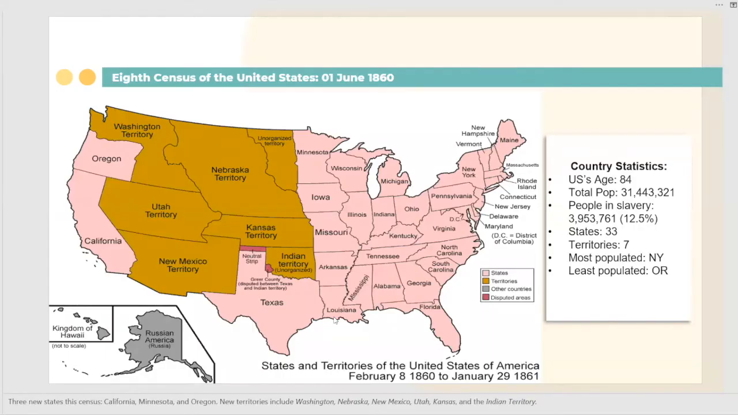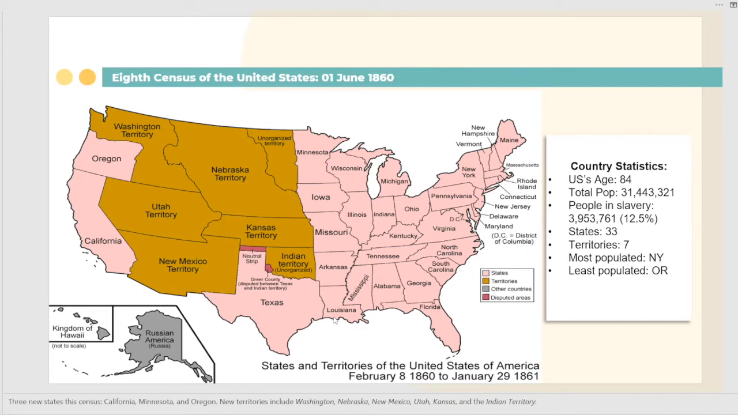All right, so now we're moving into 1860. We have 3 new states in this census: California, Minnesota, and Oregon. New territories, we can see that huge westward expanse has finally been broken up into several different territories. This includes Washington, Nebraska, New Mexico, Utah, Kansas, and the Indian Territory, which of course would later become Oklahoma. Our total population this year is about 31.4 million. For comparison, that is roughly half of the population of California now. So you can see how much the population has grown in the last 150 years or so.